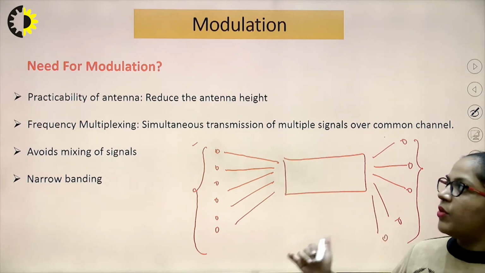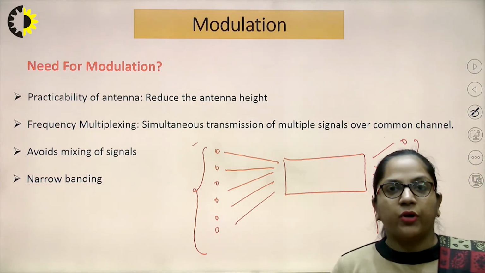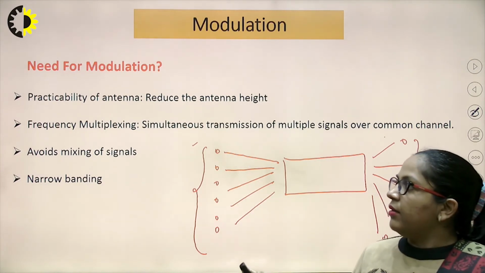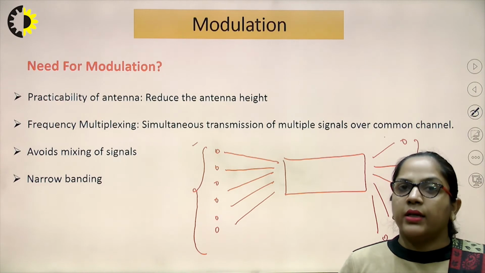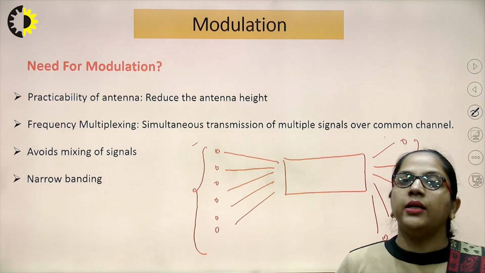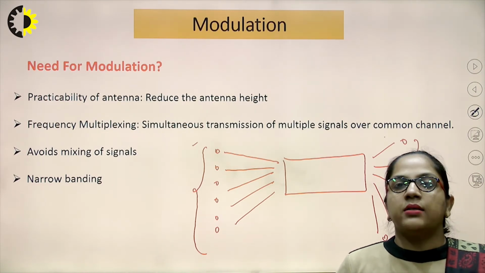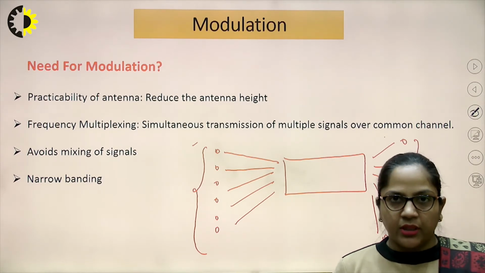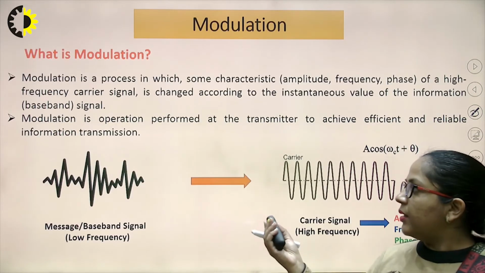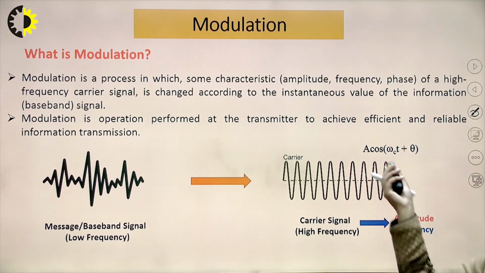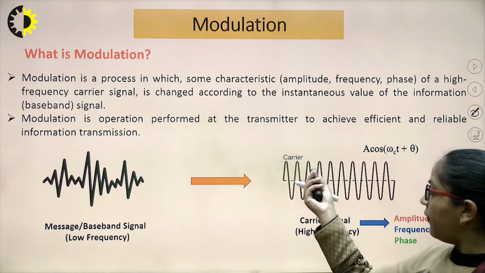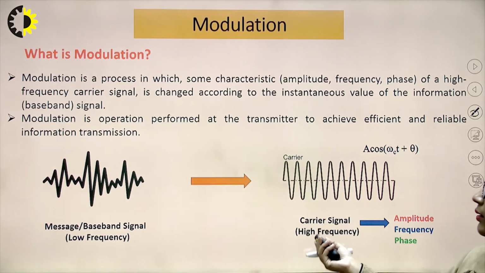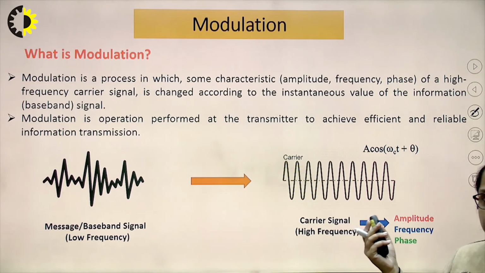So these are some of the needs of modulation in a communication system. After understanding what modulation is and the need for modulation, now let us discuss what the different types of modulation are. As we have seen in the previous slide, a high frequency carrier signal which carries the message signal can carry this information in three ways.